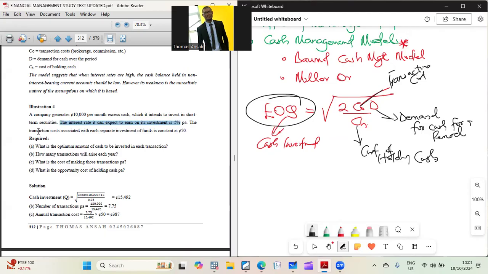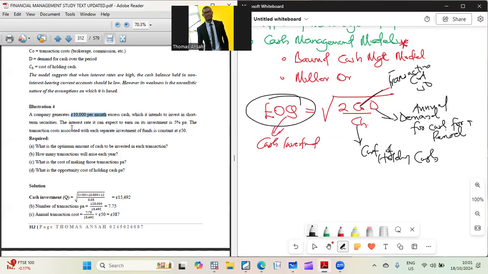But it also says that the transaction cost associated with each is what? 50. So CO is 50. D is annual demand of cash. So let me even add annual, like the way we used to do in inventory. So here it is 10,000 per month. You have to convert it. All right, that is make it like 120.